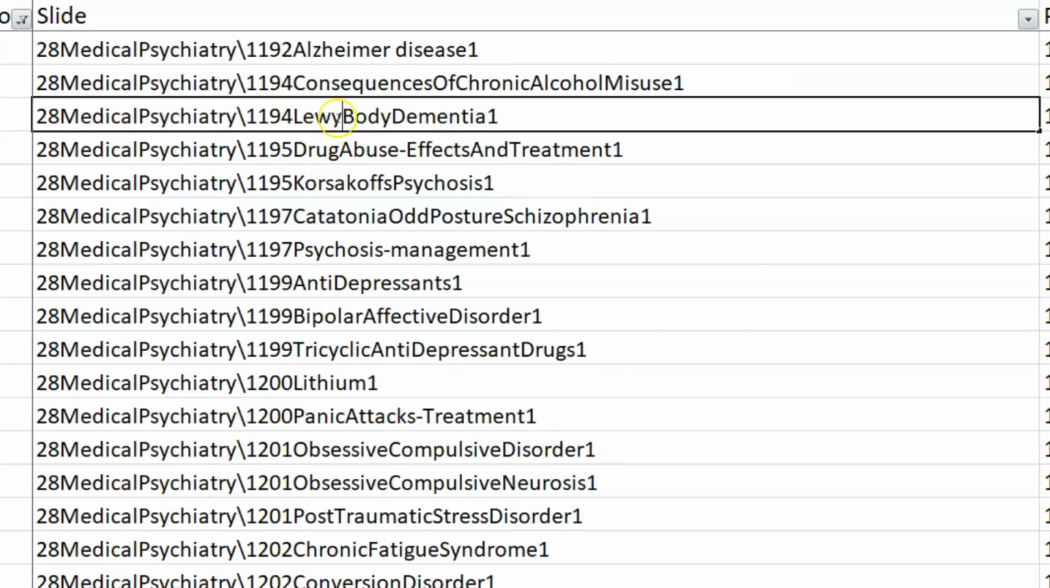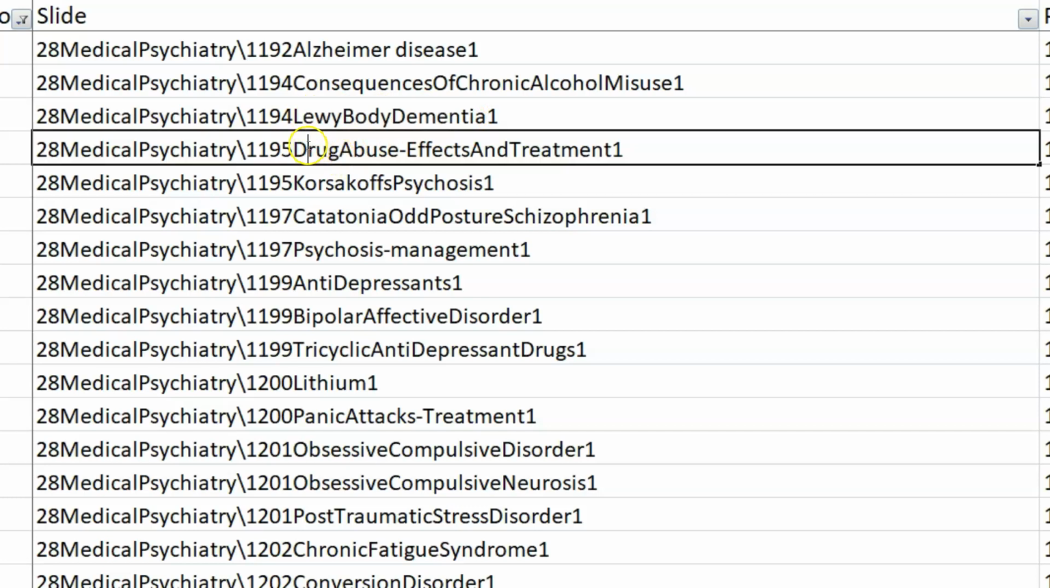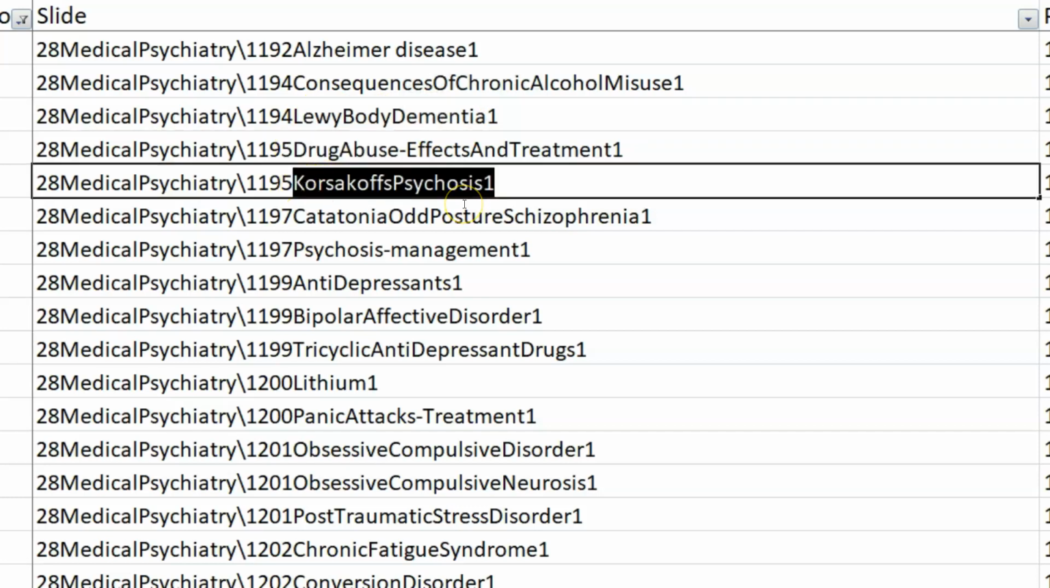So Lewy body dementia is a disease associated with the abnormal deposit of protein in the brain. That protein is called alpha-synuclein protein, causing dementia. Drug abuse, you should talk about drug abuse. Korsakoff psychosis, again this you will see in thiamine deficiency. This is kind of an irreversible condition, right?